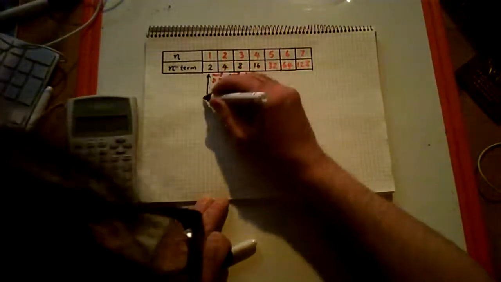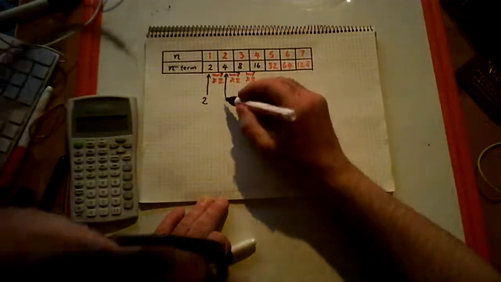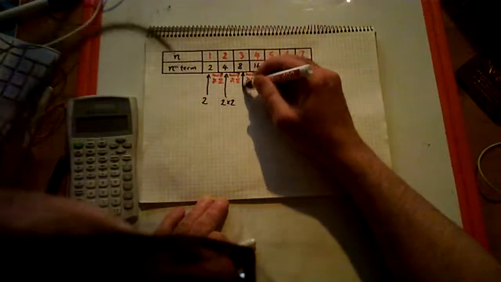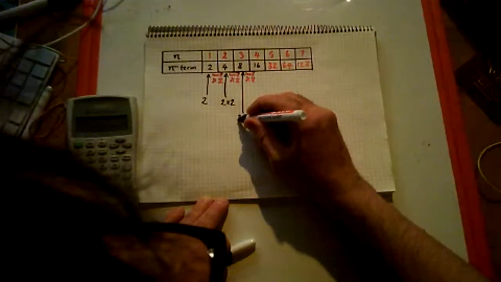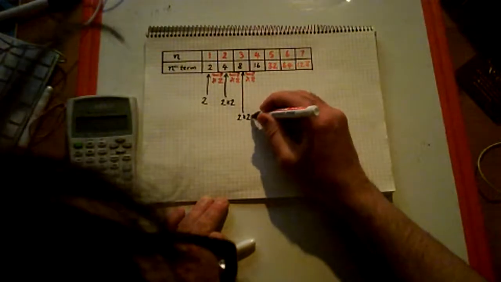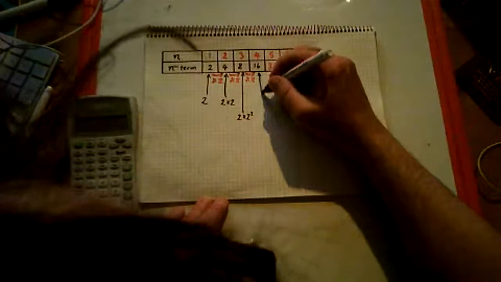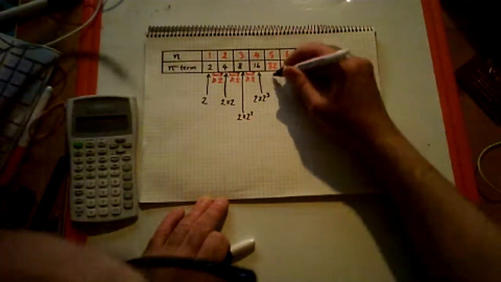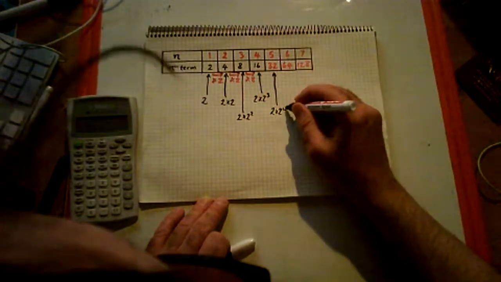So I'm going to say the first term is just 2. The second term is 2 times 2. And then the next term after that, you're multiplying by another 2 again. So it's 2 times 2 squared. And then the next term is 2 times 2 cubed. Next term is 2 times 2 to the power of 4.